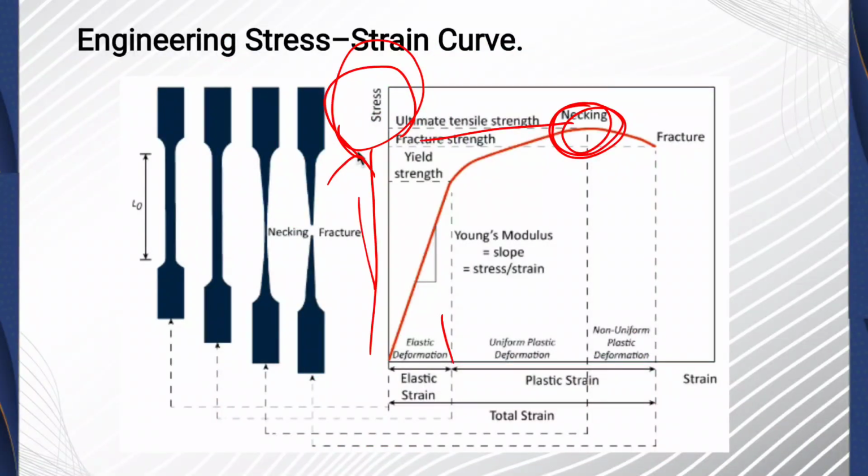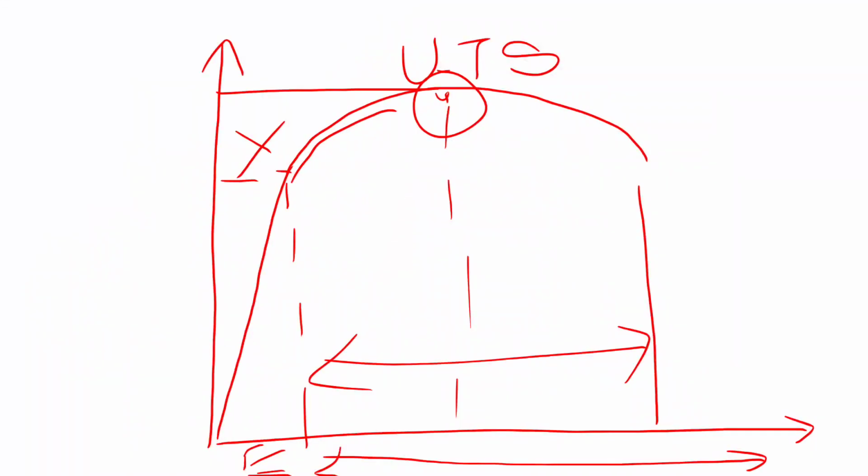Next, we point to necking. After UTS, necking begins. After the specimen reaches the ultimate tensile strength, it begins necking. In this stage, the cross-sectional area reduces at one point. Here necking begins.